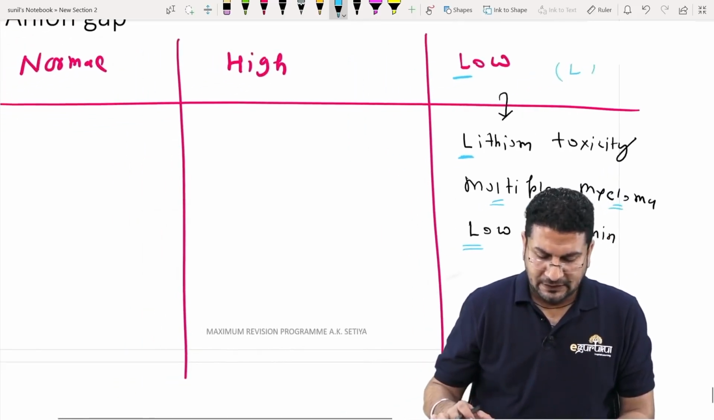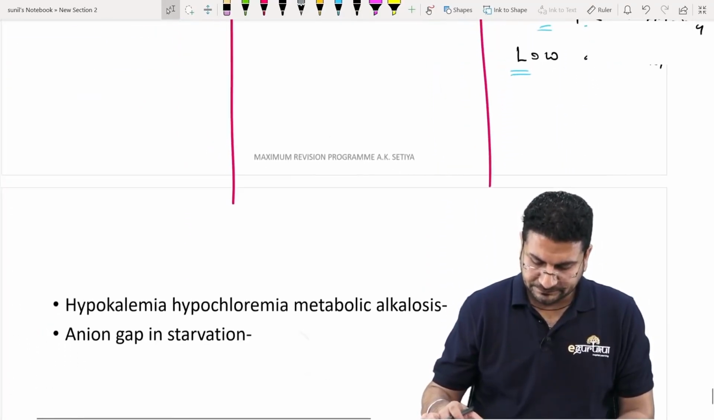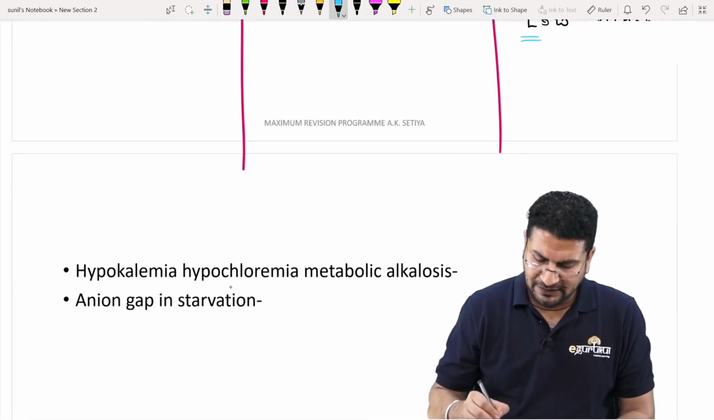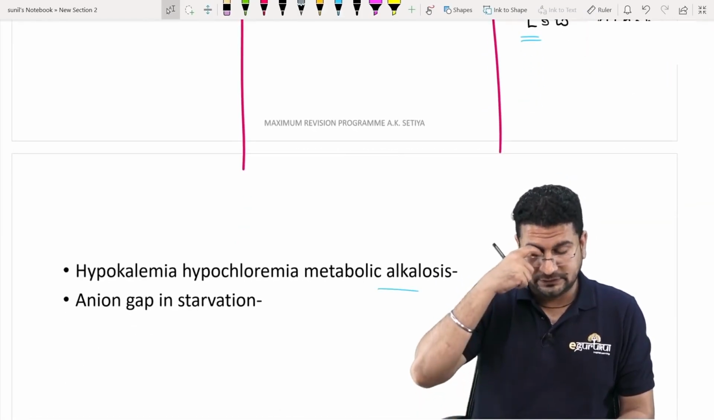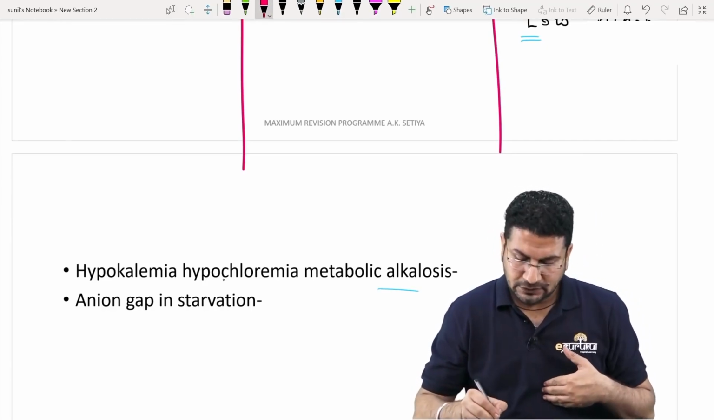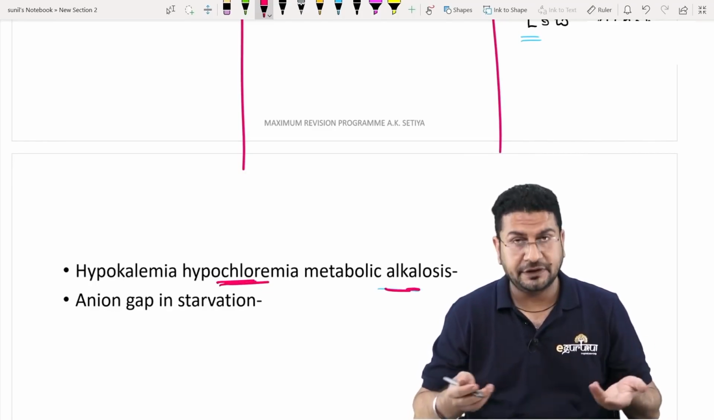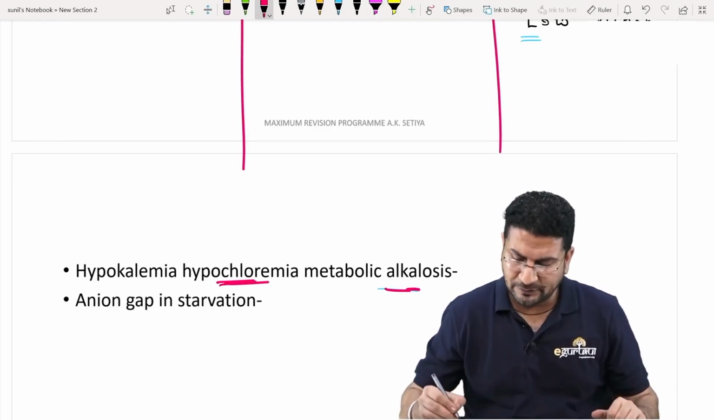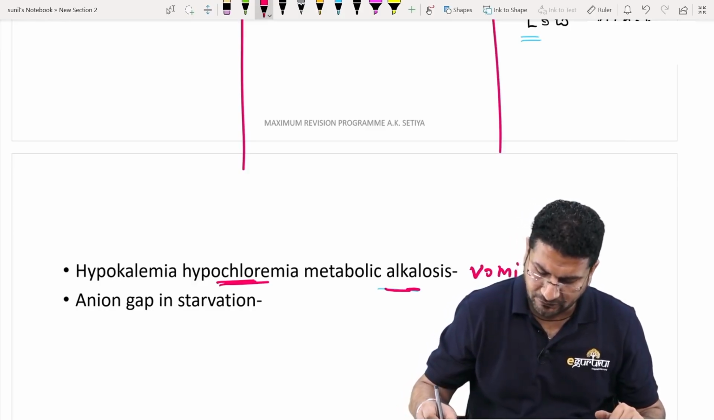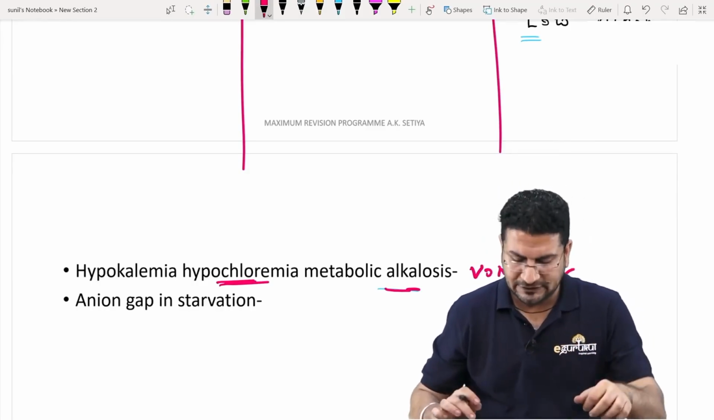If I say high anion gap, let's see the first question. If I say hypochloremia, metabolic alkalosis, let's see this. When you have vomiting, there is loss of HCl. H positive is removed, means alkalosis. Chloride is removed, means hypochloremia. Along with chloride, potassium will be gone. So this is something that we see in vomiting. Anion gap in starvation, that we'll discuss.